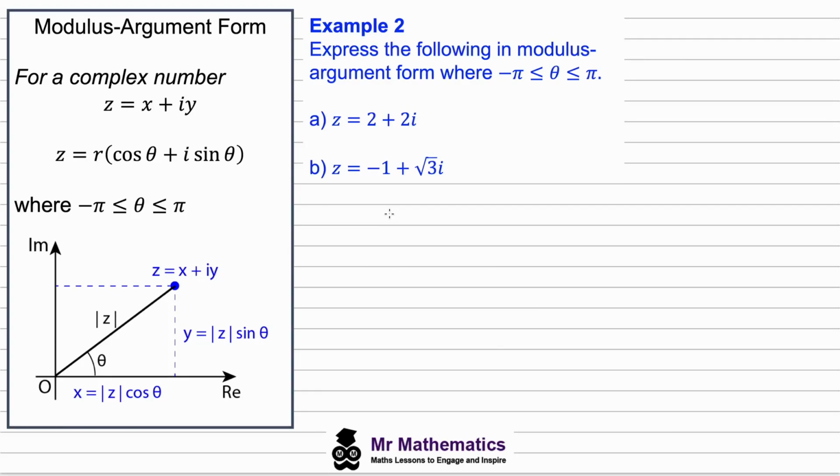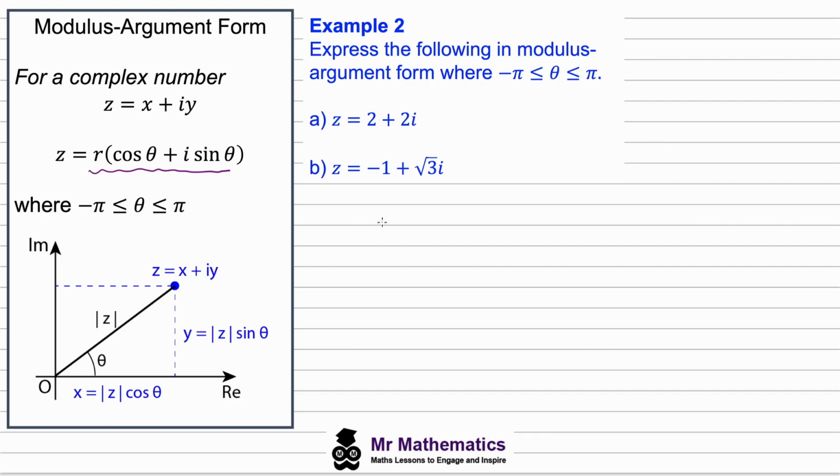Hi, so this is the second video in my series on the modulus argument form of complex numbers. So we're going to express this complex number z, 2 plus 2i, and we saw in the previous video that this is modulus argument form of a complex number. So we need to work out the radius, and we can work out r by using an Argand diagram.